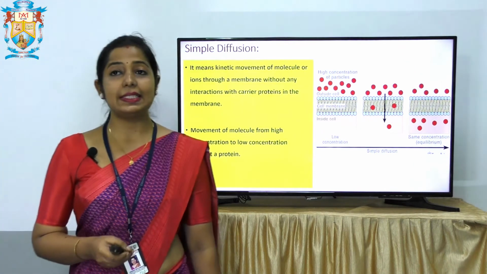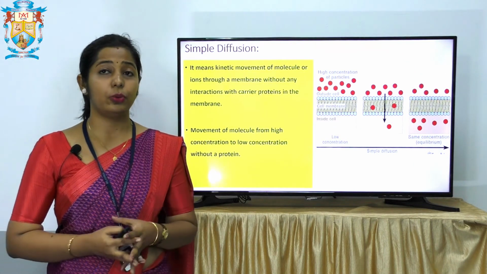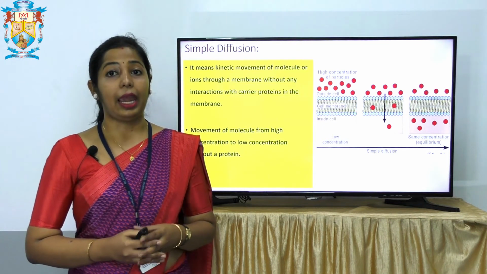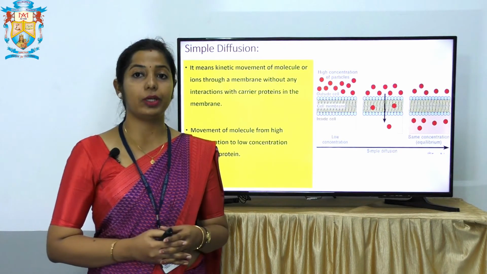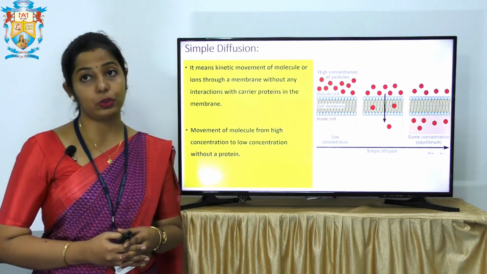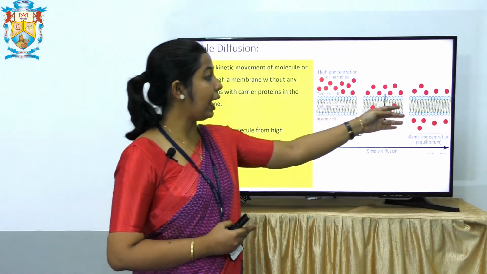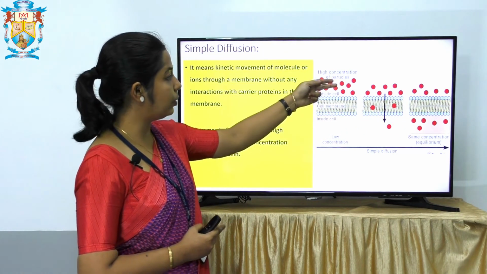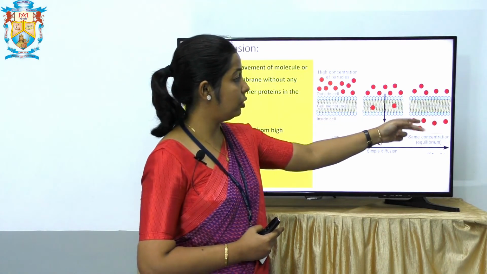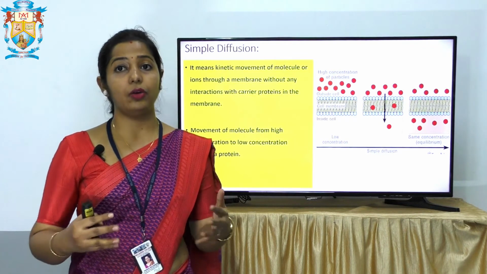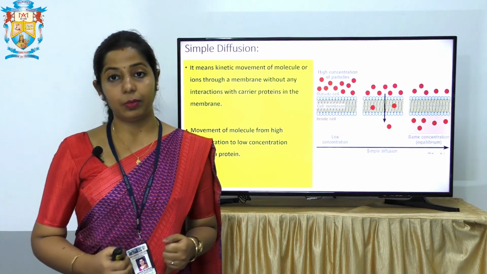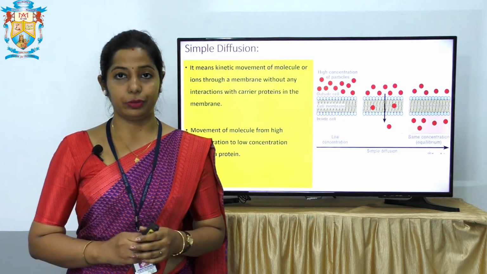Simple diffusion means the kinetic movement of molecules or ions through a membrane without any interaction with a carrier protein in the membrane. The movement of molecules from high concentration to low concentration takes place without a protein. That's called simple diffusion. So, without any carrier or channel protein, the molecules move across the membrane from higher concentration to lower concentration. Without using any carrier protein or channels, when the movement of ions and nutrients takes place, that is called simple diffusion.